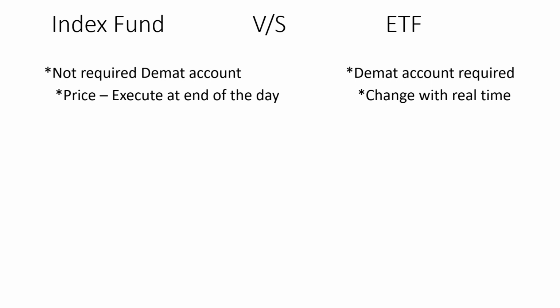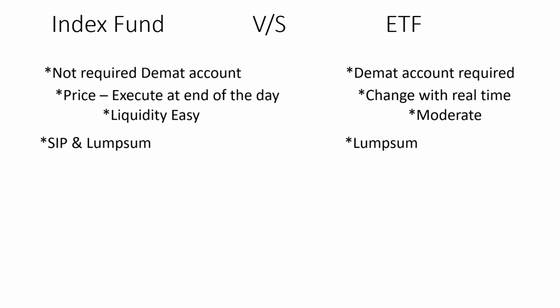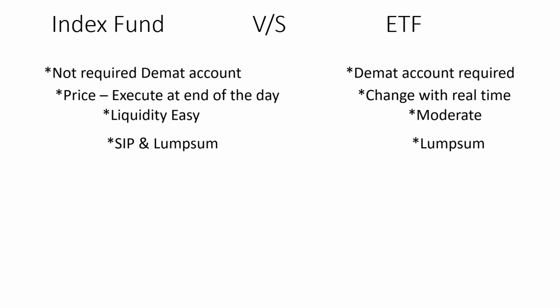In an index fund, you can start with a minimum amount of 500 rupees in SIP. In an ETF, you require a minimum of 10,000 rupees to start. Now we will see the two main ratios which every investor should consider before investing in any mutual fund. First is exit load.